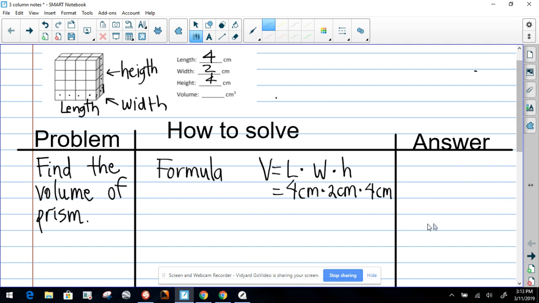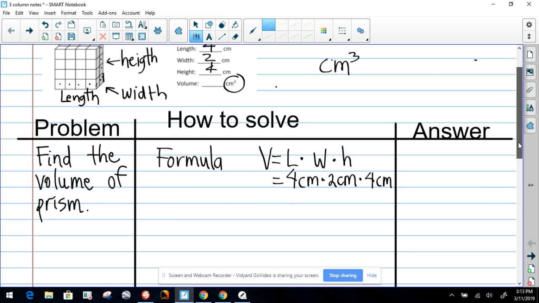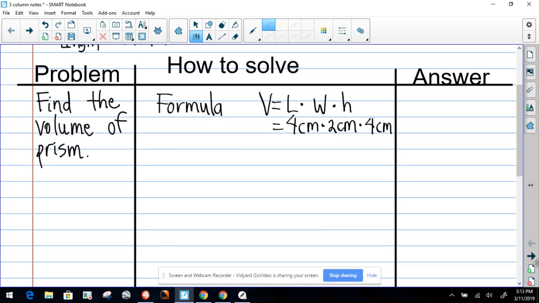Okay. Now we have to give the volume in cubic centimeters. That is very important, my friends. The volume is always in cubic centimeters if it's the volume of a solid. Okay. So now we're going to solve this situation here. It's going to be 4 times 2. Okay, now I need you to remember this. 4 times 2 equals 8.